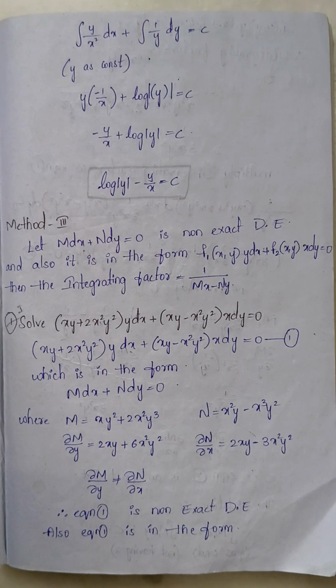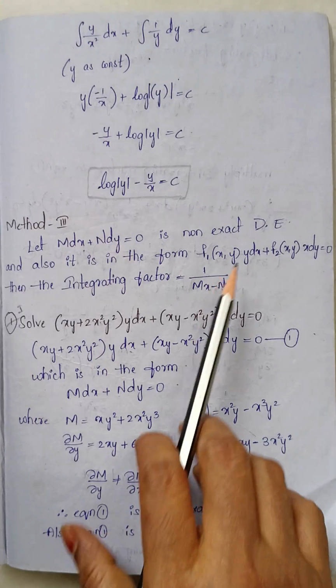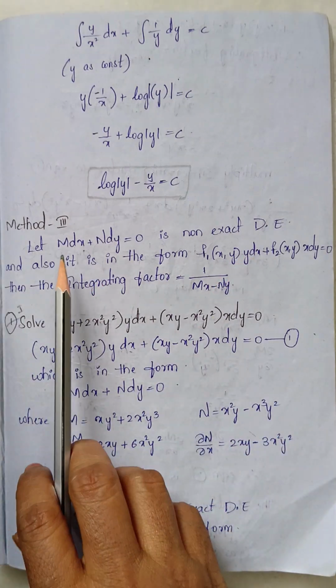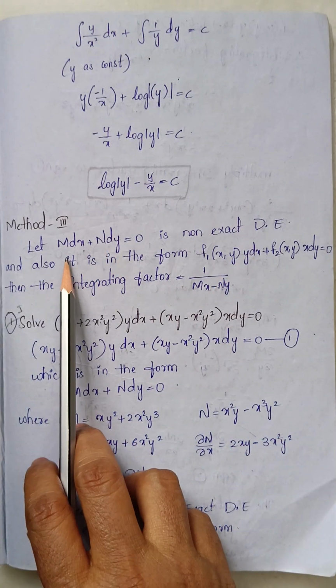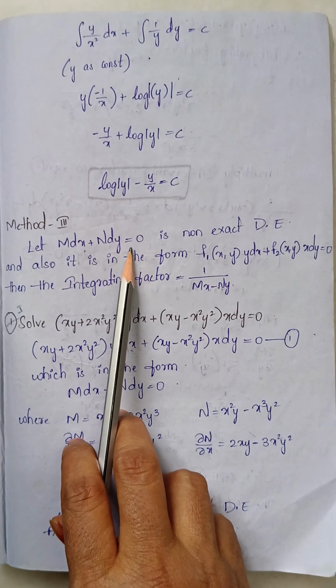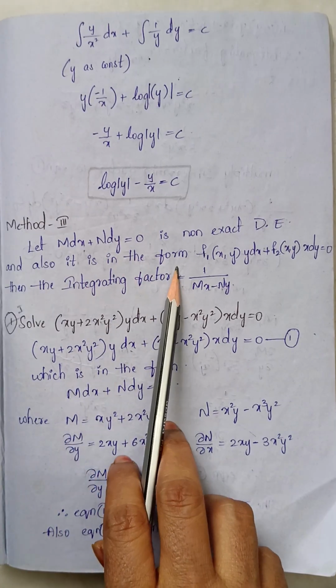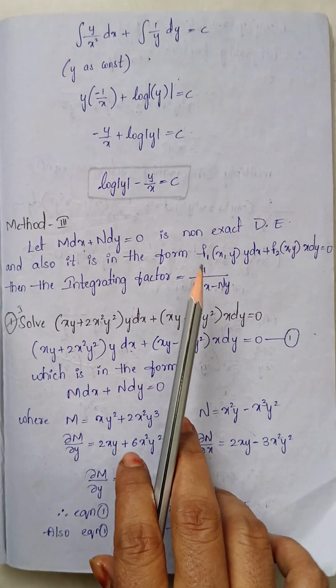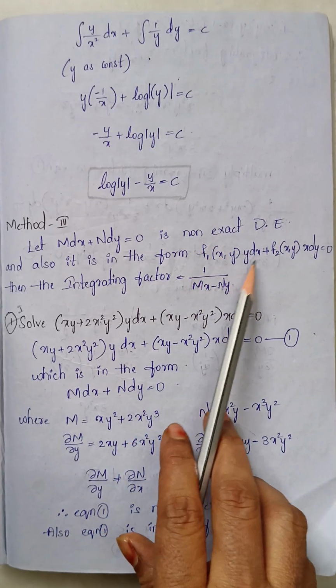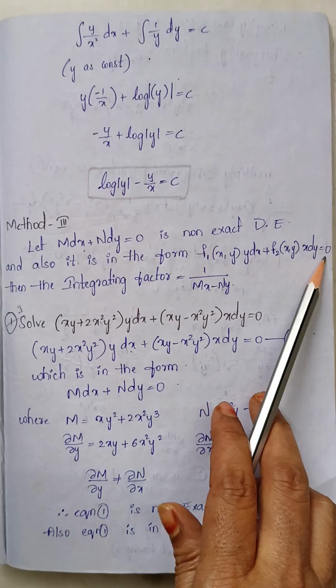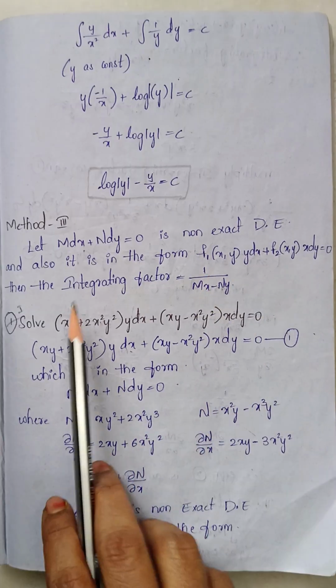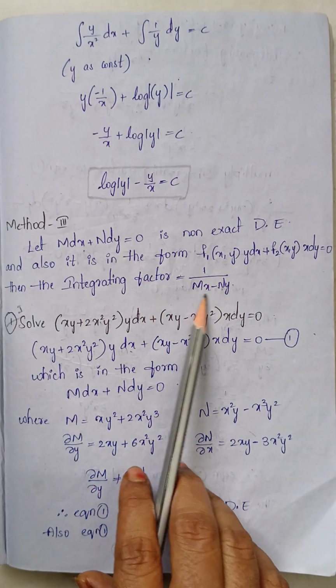Hello students. Now we'll discuss method 3 in non-exact differential equations. Suppose we have a differential equation of the form M dx + N dy = 0, and suppose it is non-exact, and also it is in the form of some function into y dx plus another function into x dy equal to 0. Then the integrating factor will be 1/(Mx - Ny).